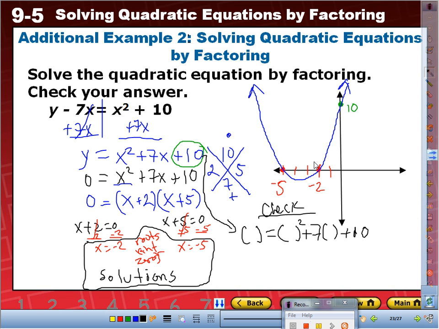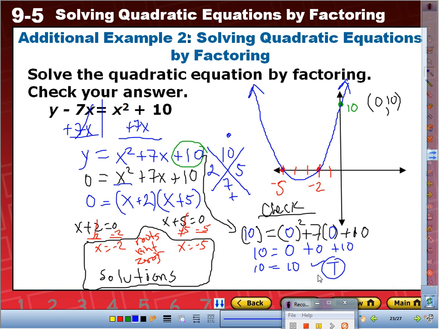So check this out. I'm going to test this point. What is the coordinate for that point? 0, 10. It's 0 of x, 10 of y. So y is 10. X is 0. I bring down the 10. What is 0 squared? 0. What is 7 times 0? 0. Bring down the 10. What is 0 plus 10? 10. Is 10 equal to 10? Yes, that's true.